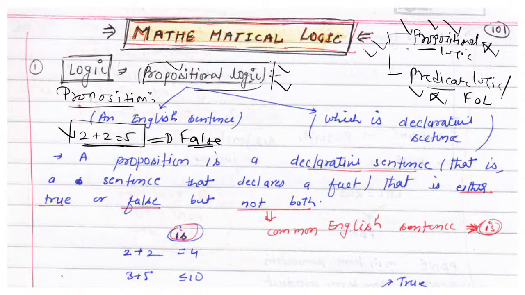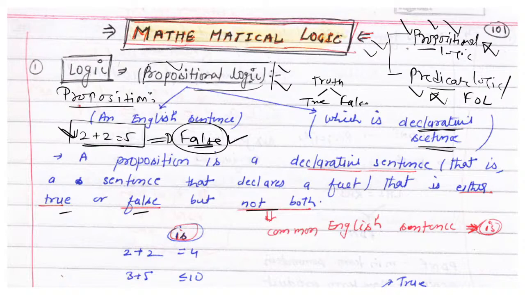So a proposition is nothing but a declarative sentence. Basically, it declares a fact, and it is either true or false, but not both. For example, 2 plus 2 equal to 5 is declaring a fact that 2 plus 2 is equal to 5. This fact is false, so we can assign a truth value. We have two truth values: one is true and another is false.